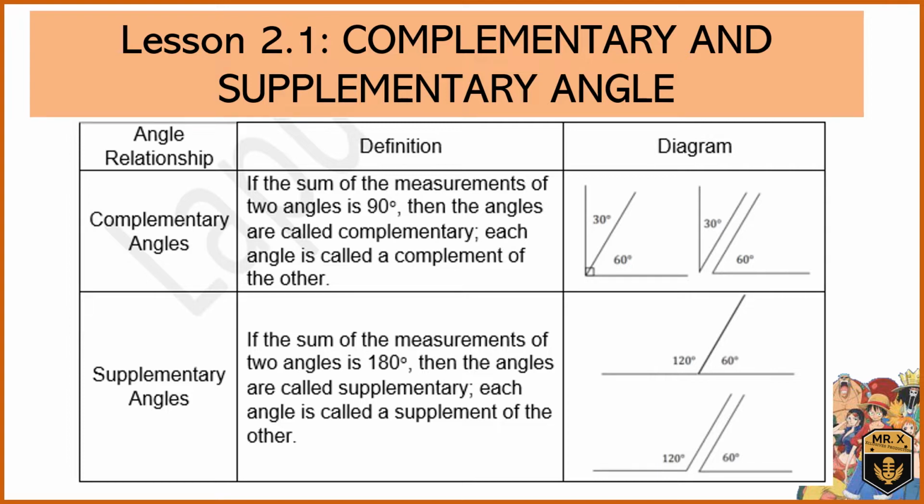Okay, complementary angles. If the sum of the measurements of two angles is 90 degrees, then the angles are called complementary. Complementary is a relationship between two angles. Look at the diagram. For example, the two angles in this diagram are 30 degrees and 60 degrees. These are called complementary, because their sum is 30 plus 60, which is 90 degrees.